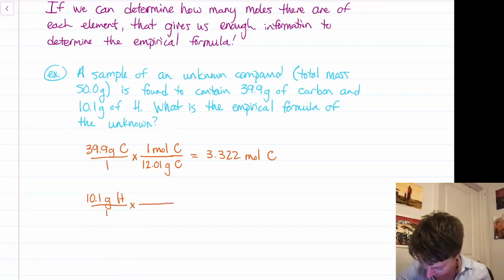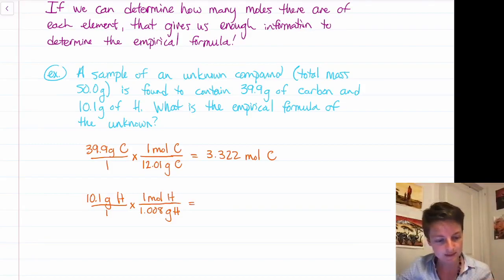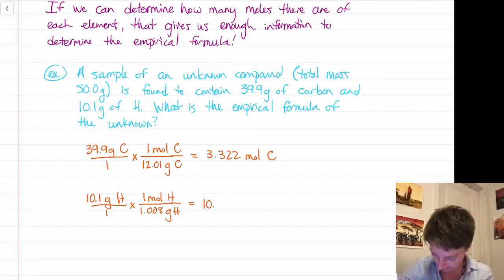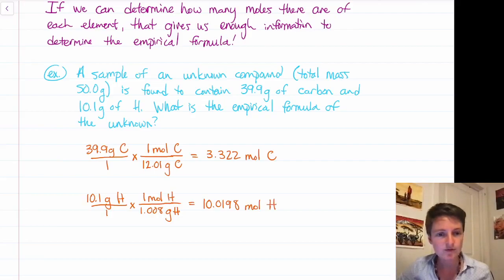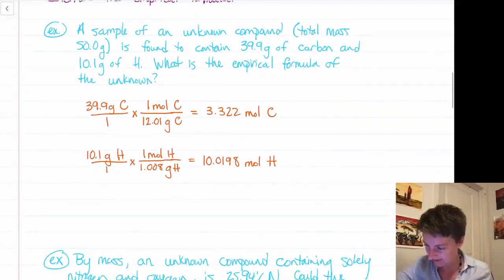And based on the information from the periodic table, which tells me that there's 1.008 grams of hydrogen for every 1 mole of hydrogen, I can plug this information into my calculator and determine that the number of moles of hydrogen present in this compound happens to be a little greater than 10 moles. And so if you like, we can write our empirical formula already at this point.